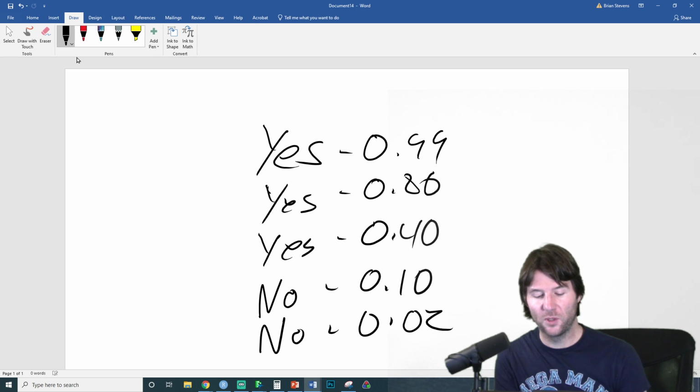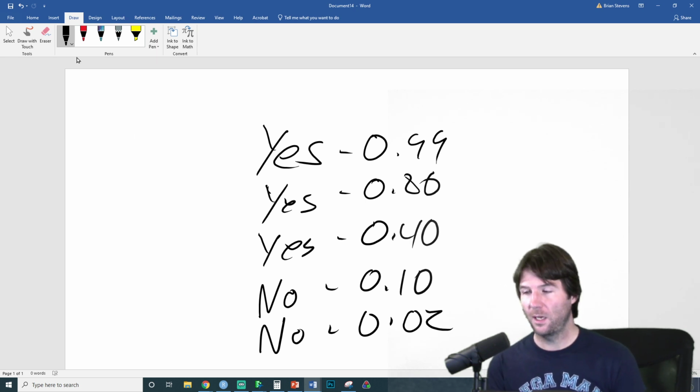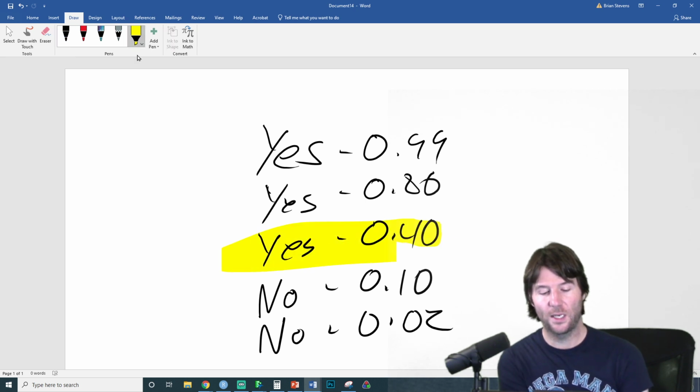Is this model 100% accurate? Yes or no? And think about, we're predicting yes. So is this model 100% accurate? No, this model is not 100% accurate because of this right here.